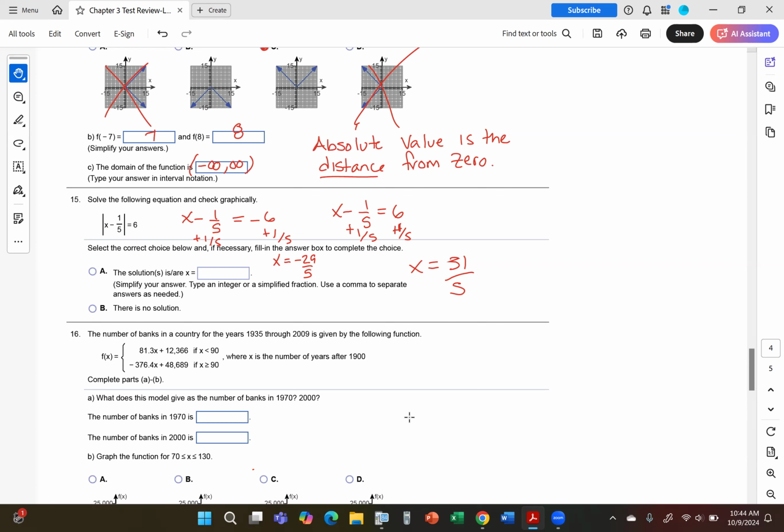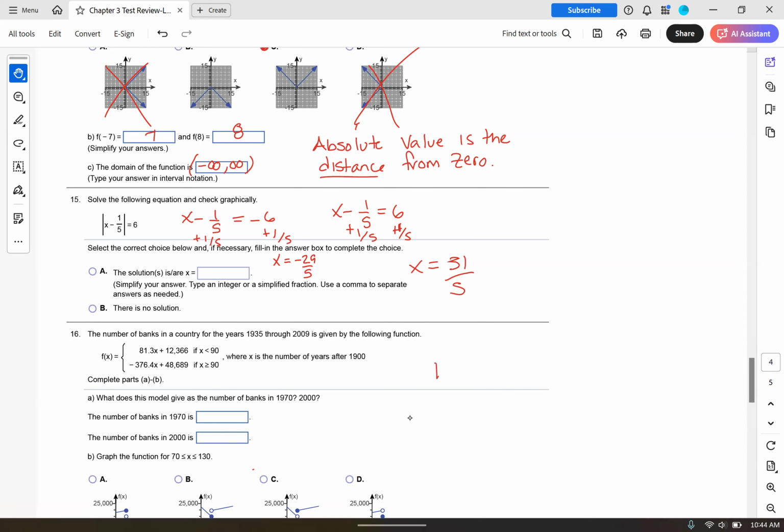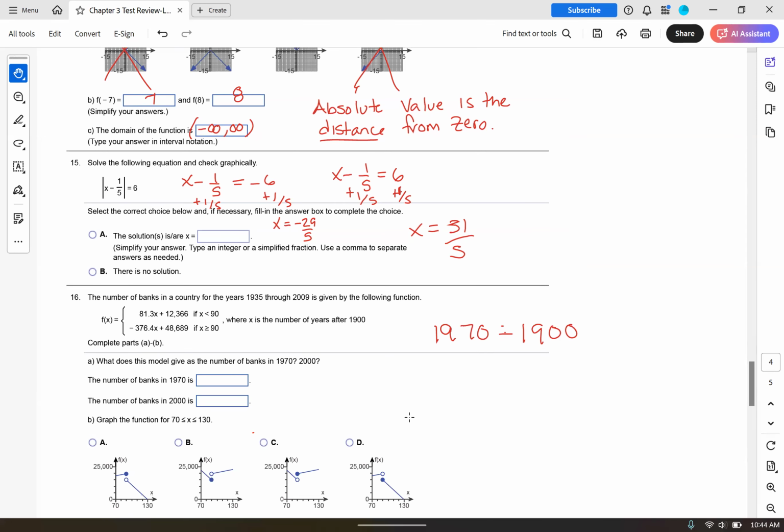So in 1970, the number of years after 1900 would be what, 70? So are we going to use the first part of this to find that? The 81.3 times 70 plus the 12,366. What do you get? I think it's 18,057 is what I got.